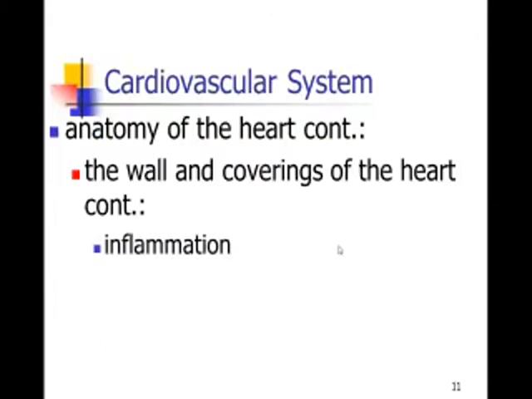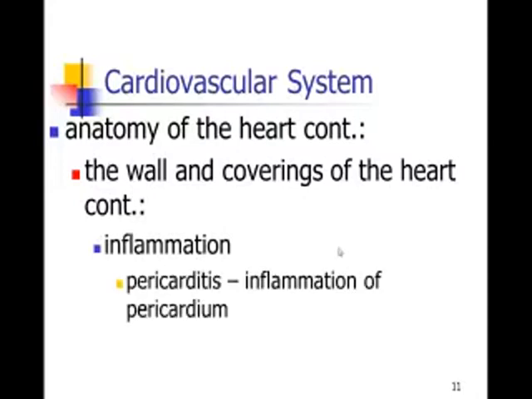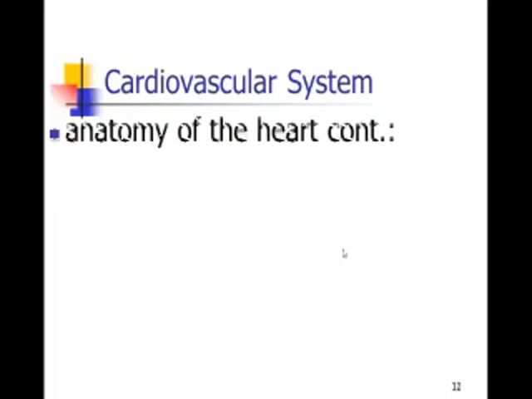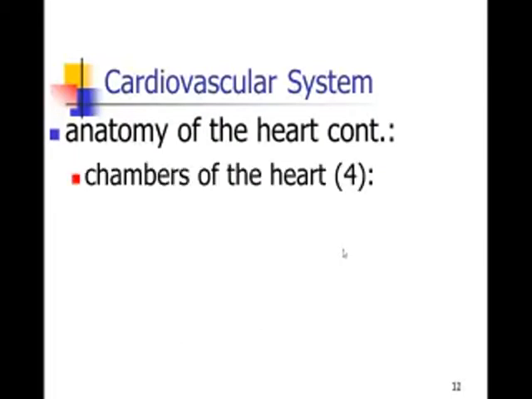Occasionally the coverings become inflamed, and if we have the pericardium inflamed, it's called pericarditis, and endocarditis is an inflammation of the endocardium. Those would be abnormal conditions, obviously.